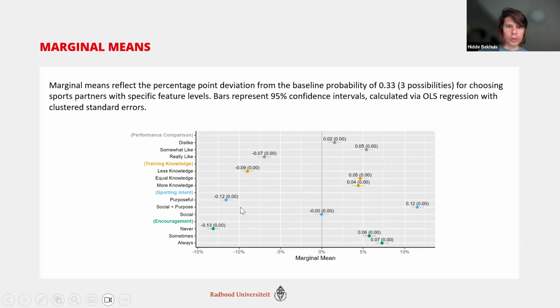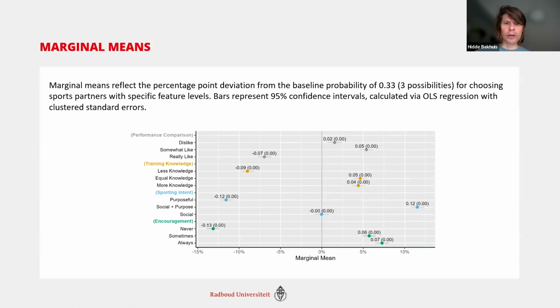And if we go to the intent, why do sport partners sport? Social effect is at the marginal mean. But if it is social plus purpose, then it's almost 12% more. But when it is only purposeful, then it's 12% less. Knowledge, you see that only less knowledge has an effect, it is more negative, but equal and more, a little bit more.